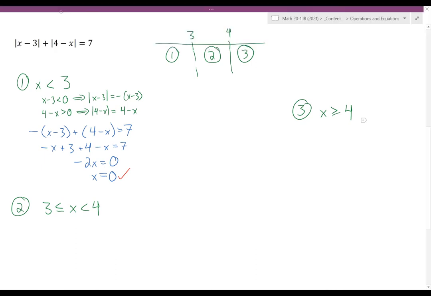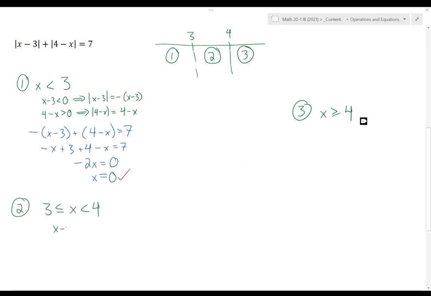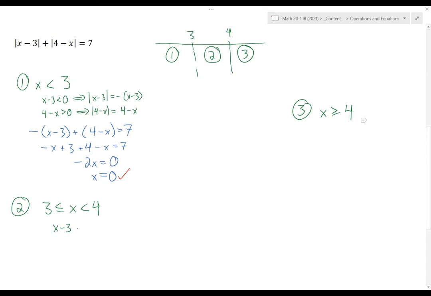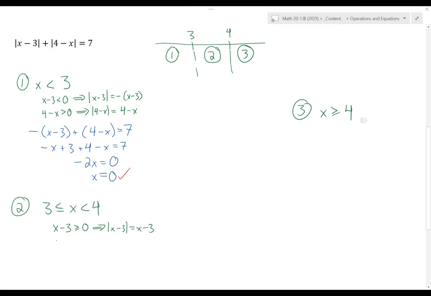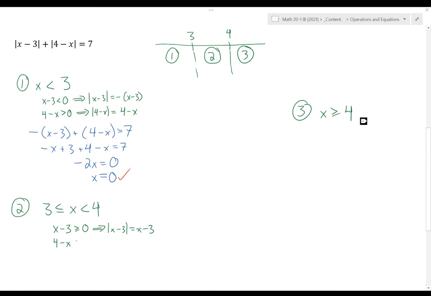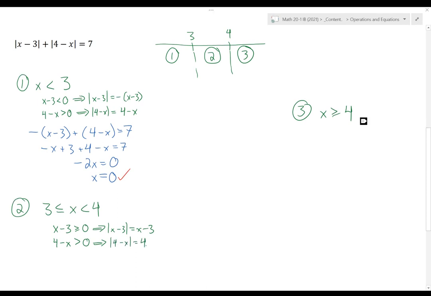Going on to the second interval, if x is greater than 3 but less than 4, so let's say, for example, the number 3.5. X minus 3, well, 3.5 minus 3 is going to give me a positive number, so this is greater than or equal to 0, which means the absolute value of x minus 3 just is going to be x minus 3. And 4 minus x, well, 4 minus 3.5 is a positive number, so this is still going to be greater than 0. So the absolute value of 4 minus x is 4 minus x.